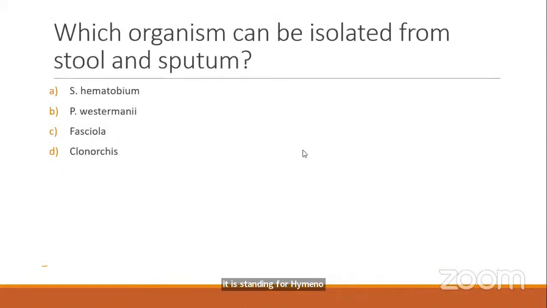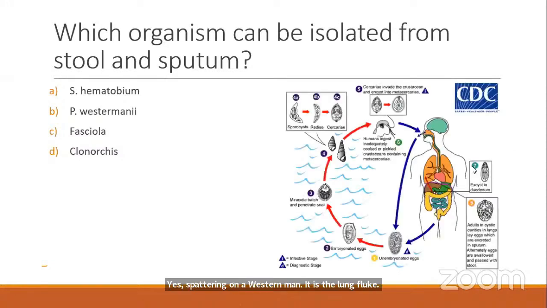So which organism can be isolated from stool and sputum? Yes, Paragonimus westermani. It is the lung fluke. So in its life cycle, you can see it is actually coming back through our respiratory system, and it is later on ingested back into the body. Okay, so it is a thing which can be seen in stool as well as in sputum.